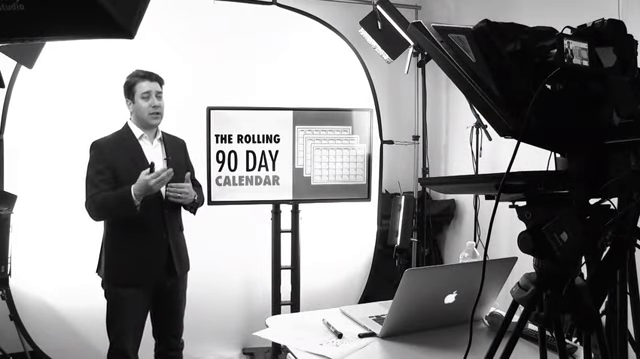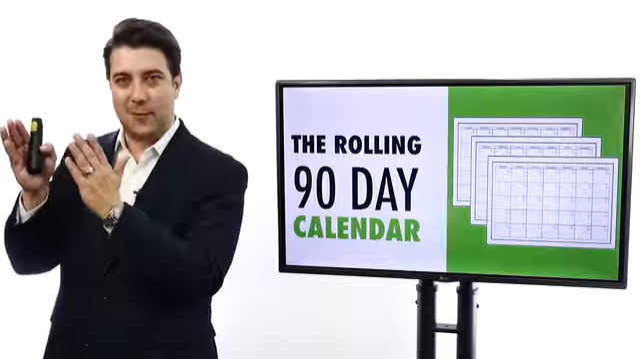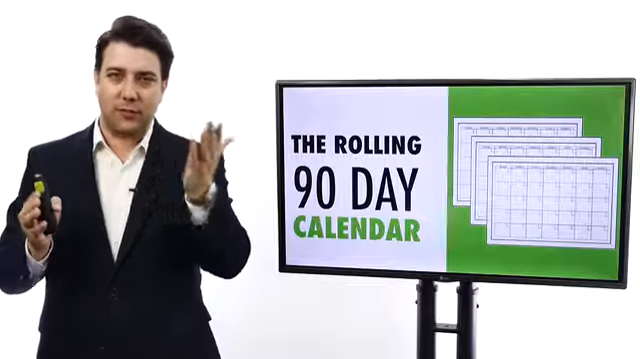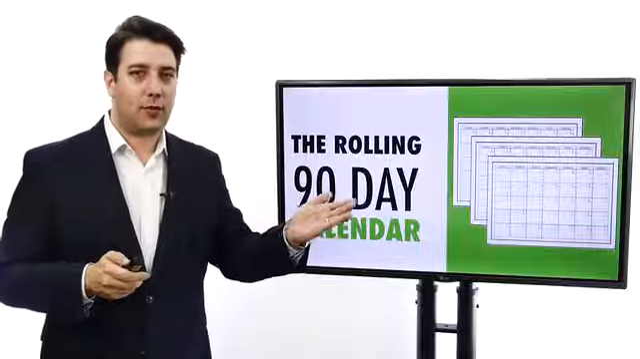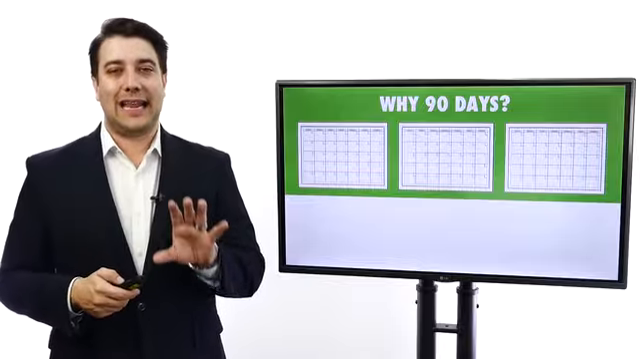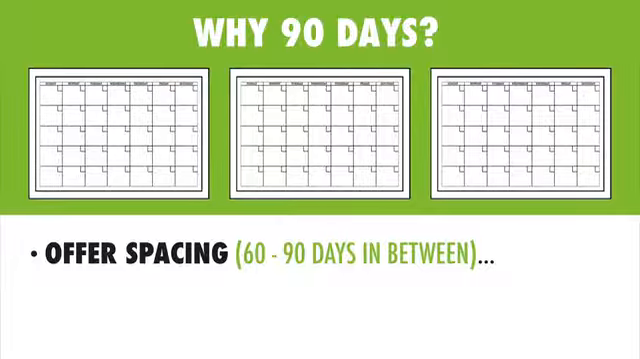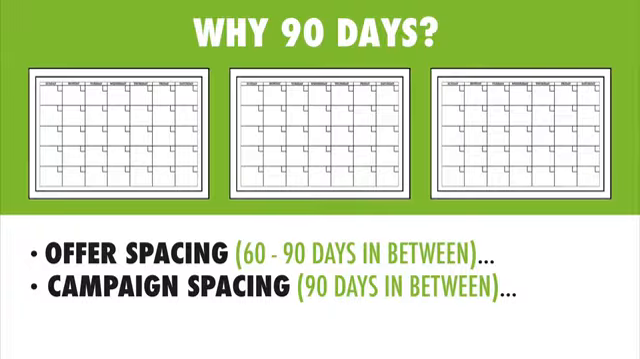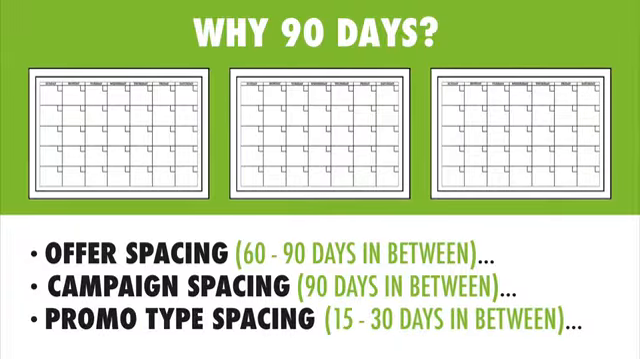You've made some projections and some reasonable expectations and in some cases some flat out guesses on the revenue that you expect to generate from these promotions. So we're going to take it from that single sheet of paper and really flesh it out 1 month at a time for 3 months. Now there's a reason why we stick to 90 days and it has to do with spacing, right? Offer spacing, campaign spacing, and promotional type spacing.